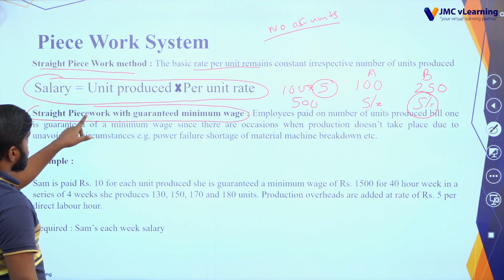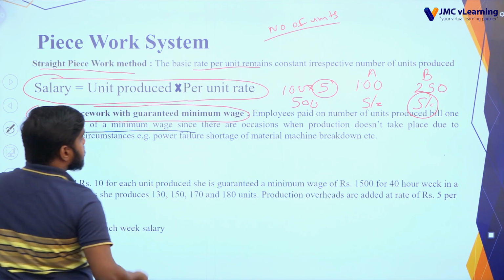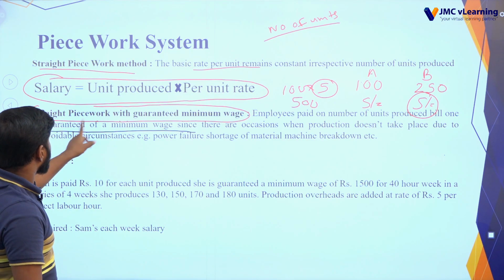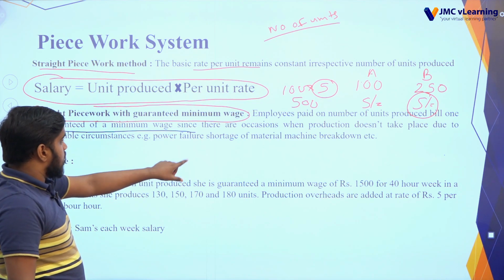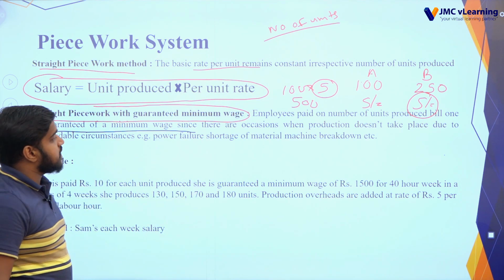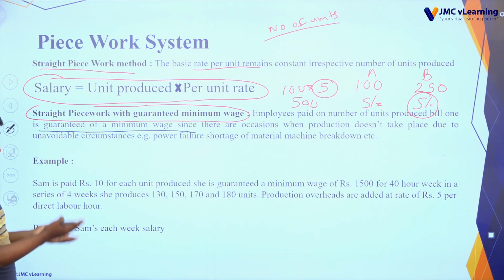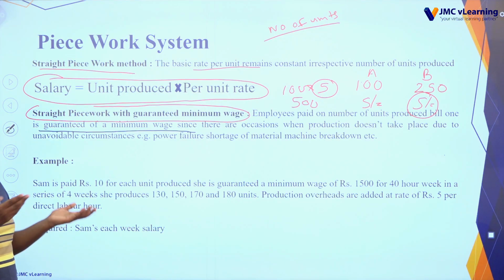One is guaranteed minimum wages. They say guaranteed minimum wages, since there are occasions when production doesn't take place due to unavoidable circumstances. Example, power failure or shortage of material or machine breakdown. Like this situation, our production does not take place.